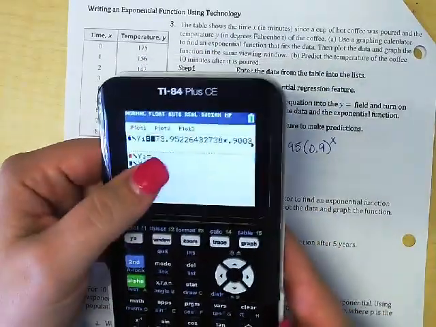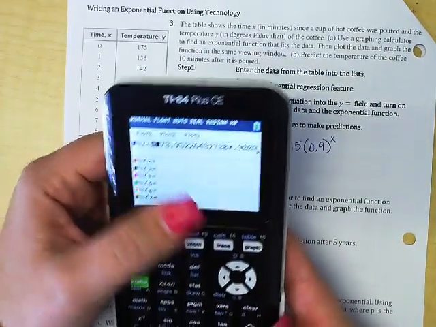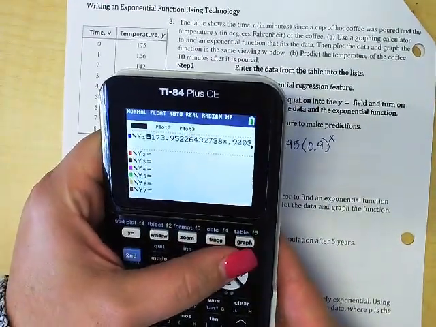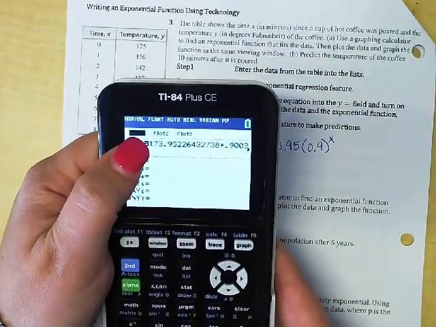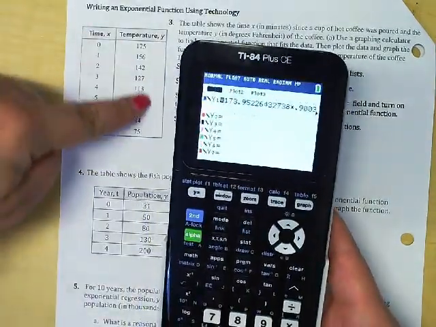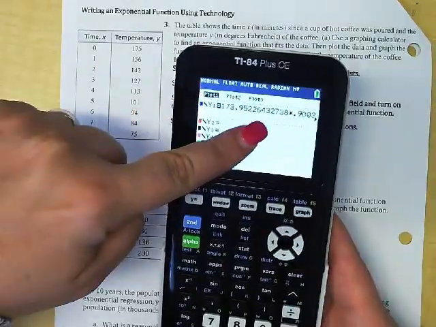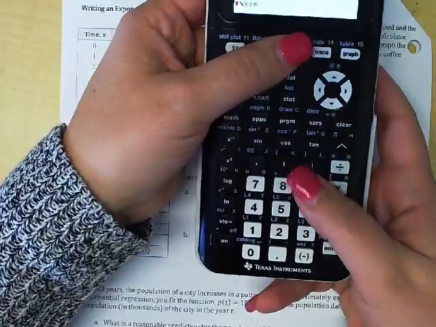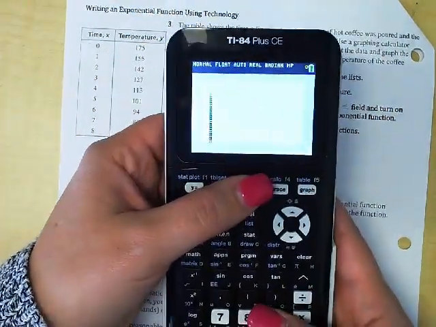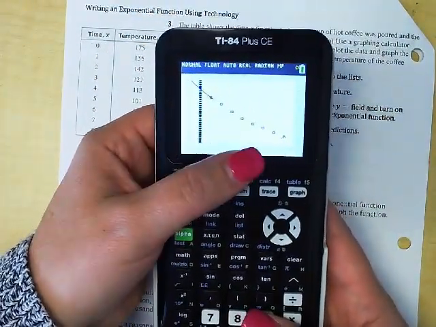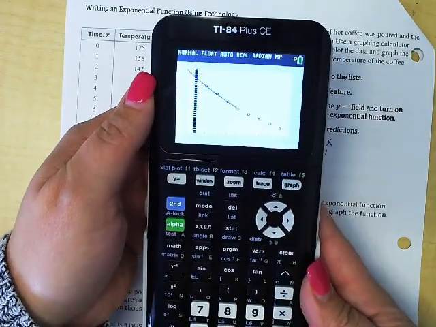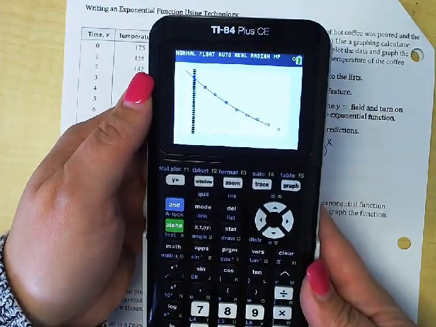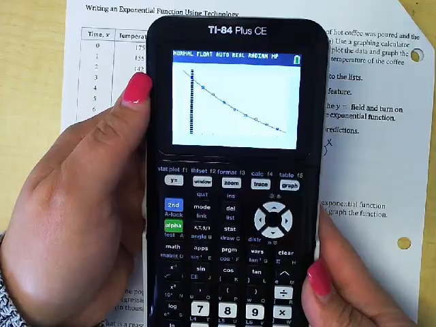So I'm going to come to my Y equals because I copied it over. There's my data. I'm going to move up a little bit and hit plot and actually turn it on. That way I can actually see the scatter plot graphed along with the equation. And then I'm going to press zoom 9 and it will graph the scatter plot data. So there's a curve, there is our data, very good fit, right?